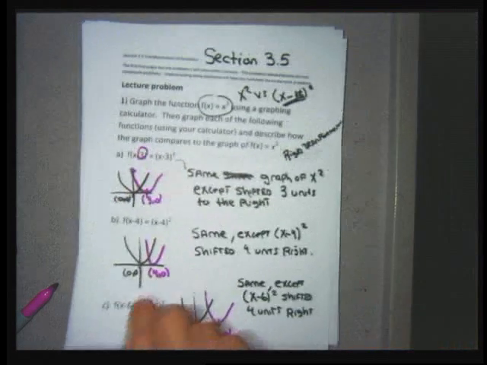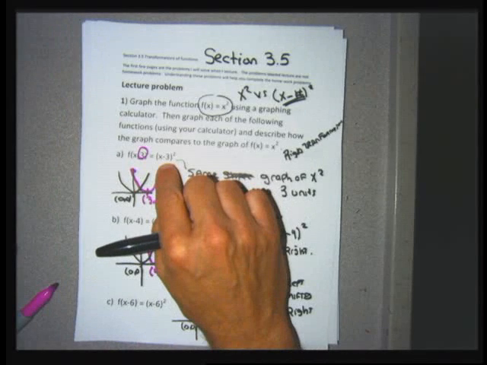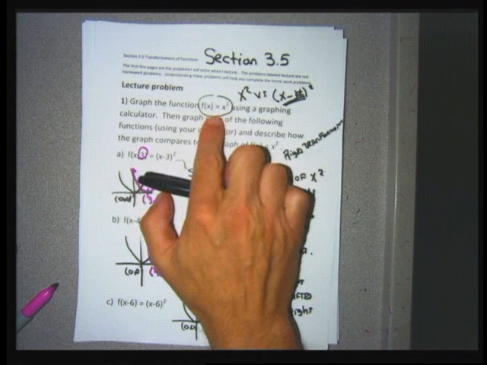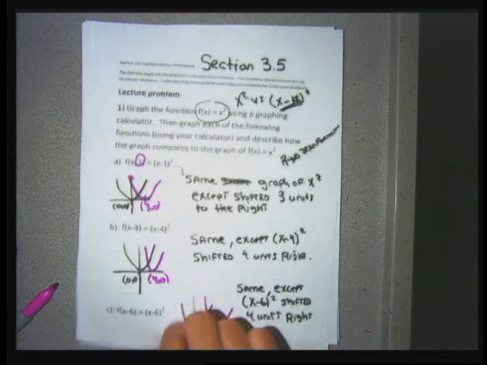You'll notice that putting a minus inside a parentheses with a parabola function, the x squared, it shifted my graph to the right.